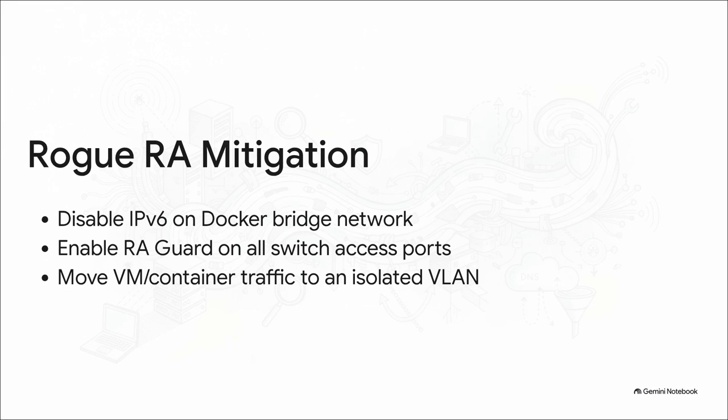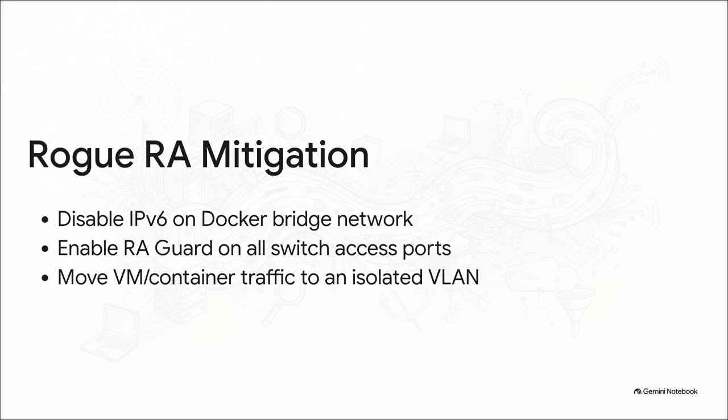If you want to stop rogue Docker containers or VMs from spinning up and accidentally hijacking your network traffic by broadcasting their very own router advertisements, you've got to be proactive. You want to aggressively implement RA Guard on all your switch access ports. That ensures only legitimate, authorized routers get to act as gateways. Plus, it's always a good idea to isolate your VM and container traffic into separate VLANs just to contain any potential misconfigurations.